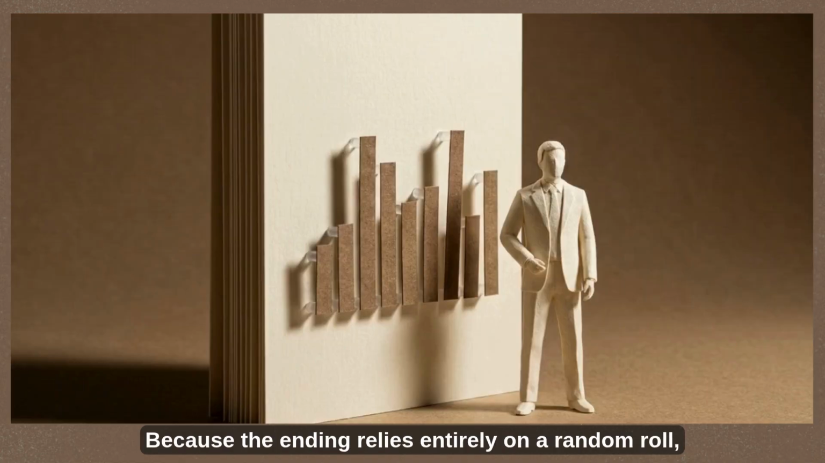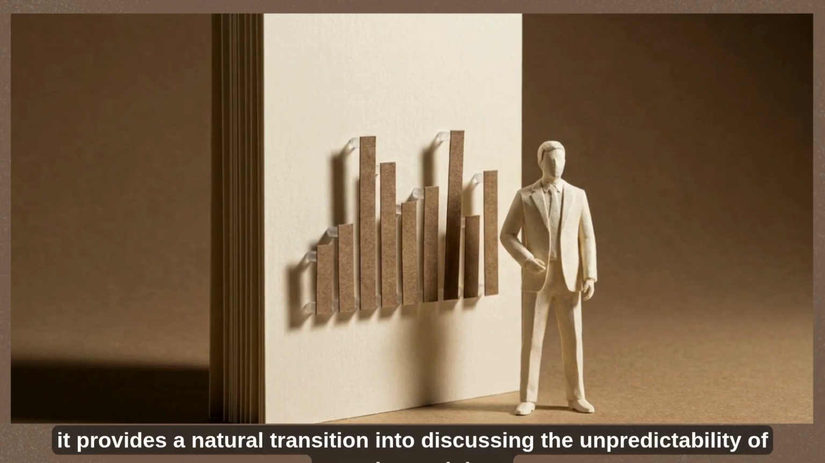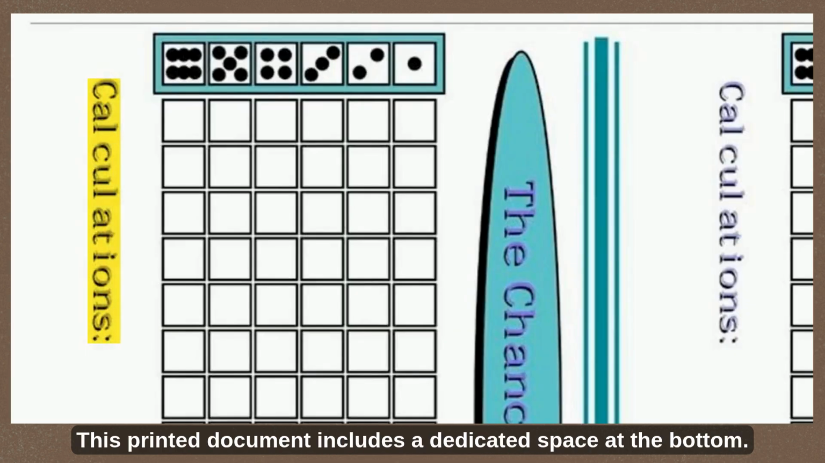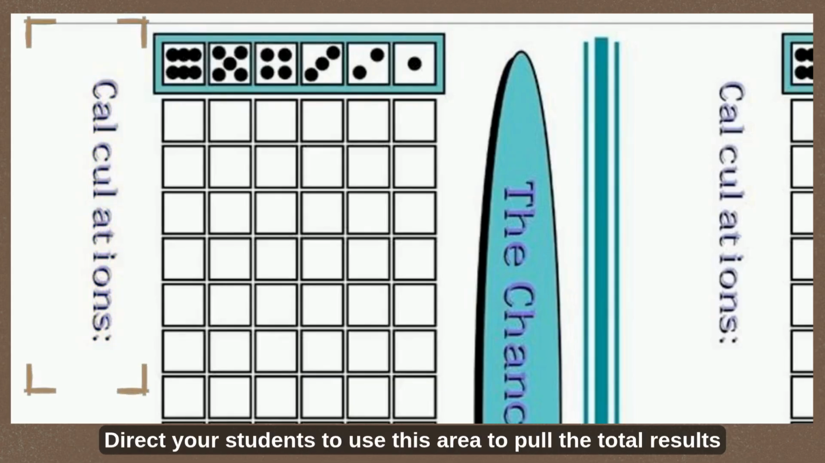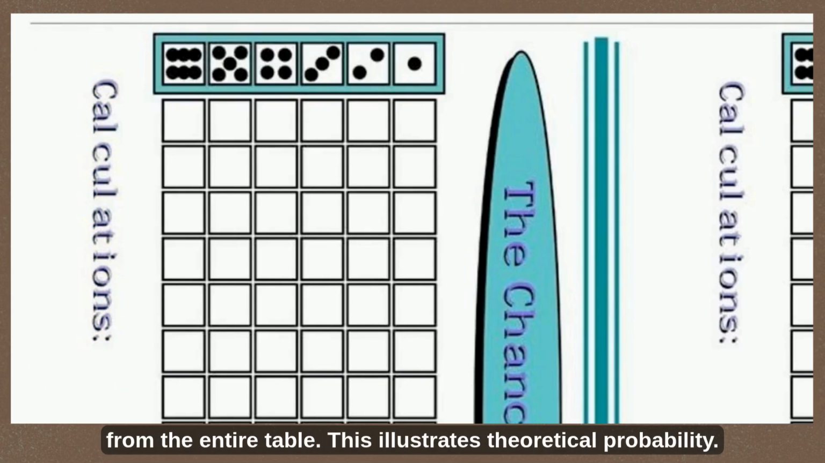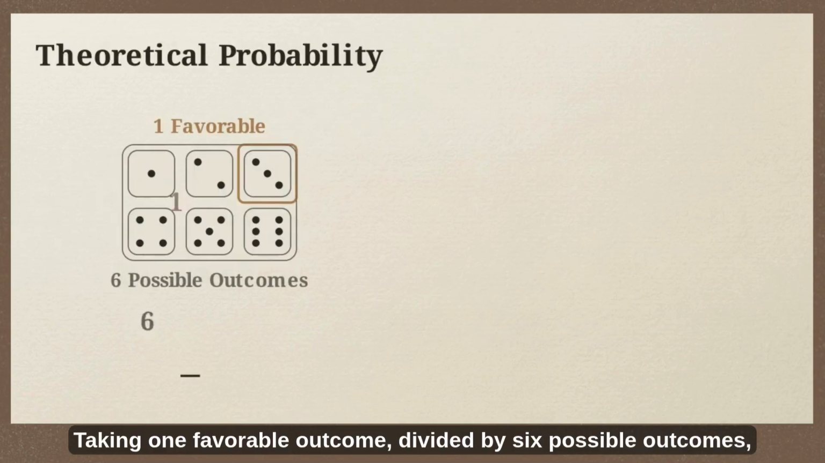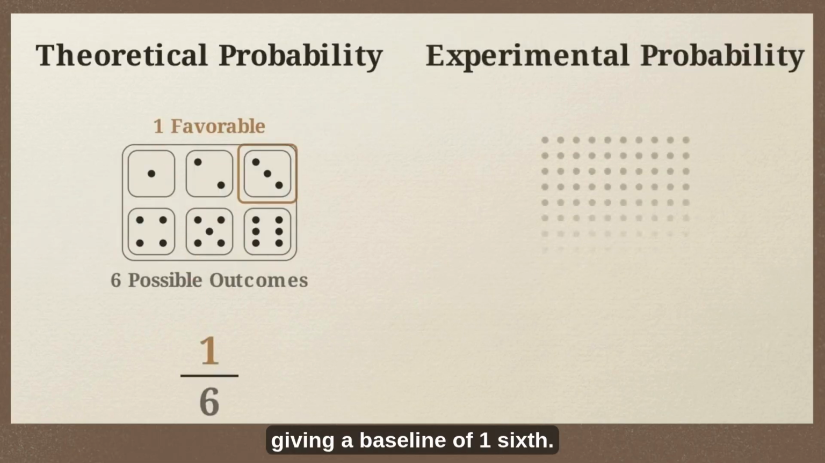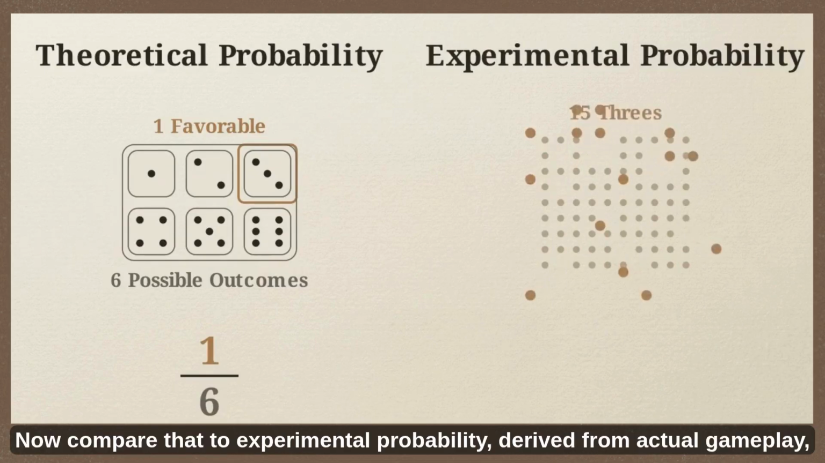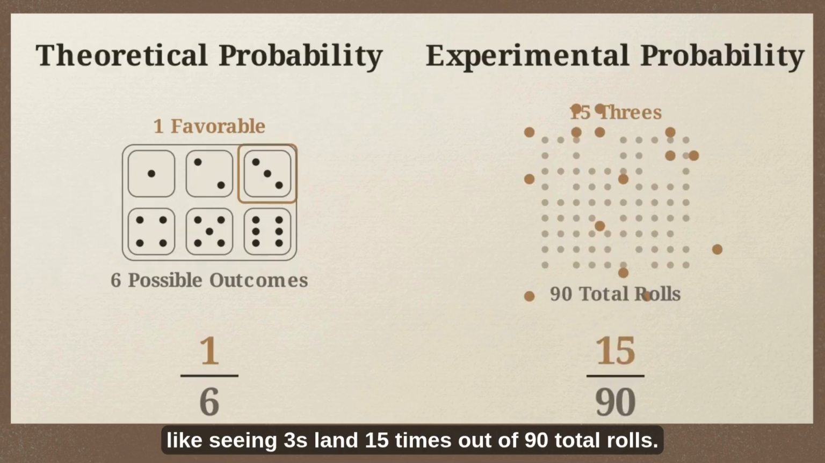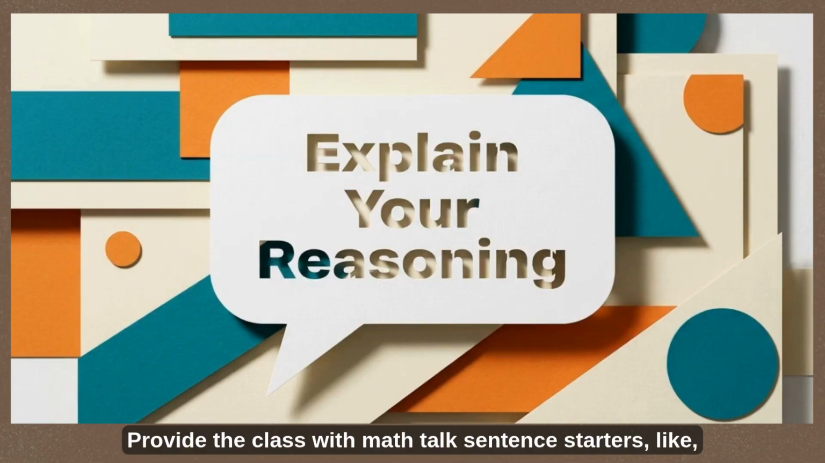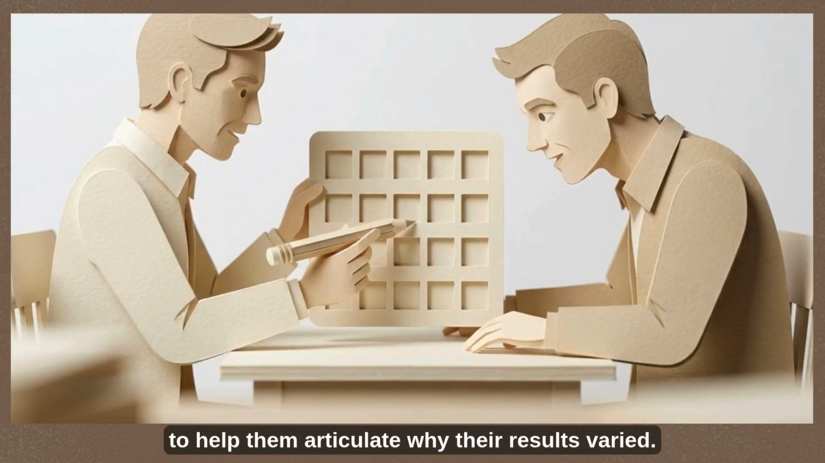Because the ending relies entirely on a random roll, it provides a natural transition into discussing the unpredictability of experimental data. This printed document includes a dedicated space at the bottom. Direct your students to use this area to pull the total results from the entire table. This illustrates theoretical probability, taking one favorable outcome divided by 6 possible outcomes, giving a baseline of 1/6. Now compare that to experimental probability derived from actual gameplay, like seeing 3s land 15 times out of 90 total rolls. Provide the class with math talk sentence starters, like, "I noticed this number came up more often," to help them articulate why their results varied.